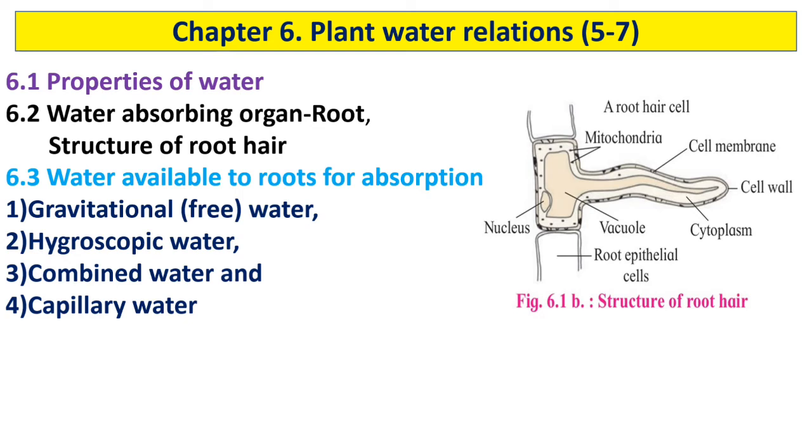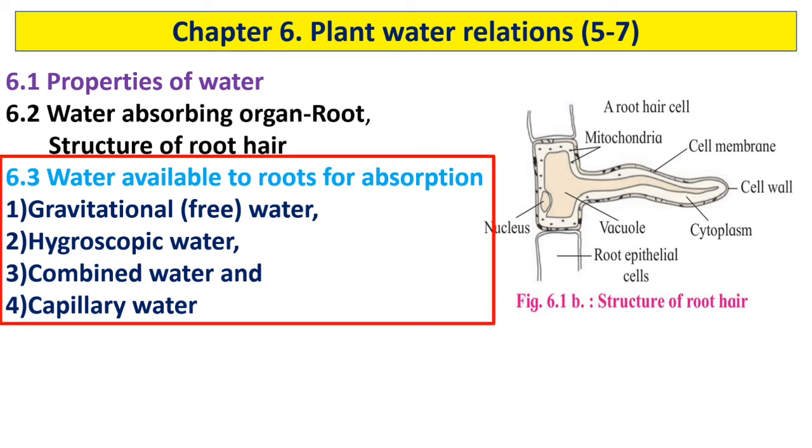Next chapter is plant-water relation, and see the weightage, 5 to 7 marks. This chapter will be a scoring chapter for you all. You can see the content. What you have to study is properties of water, water absorbing organ, that is root, structure of root hair, and the next topic will be water available to roots for absorption, that is gravitational free water, hygroscopic water, combined water, and capillary water. So let's see the properties of water.